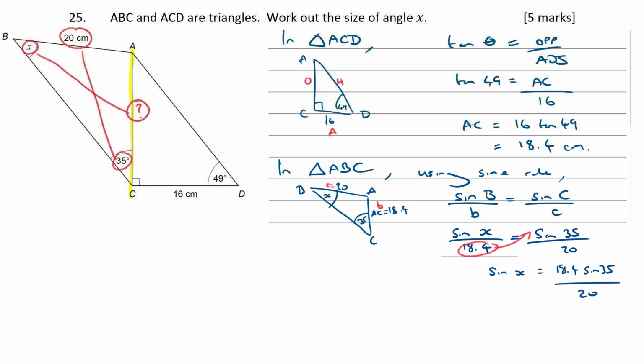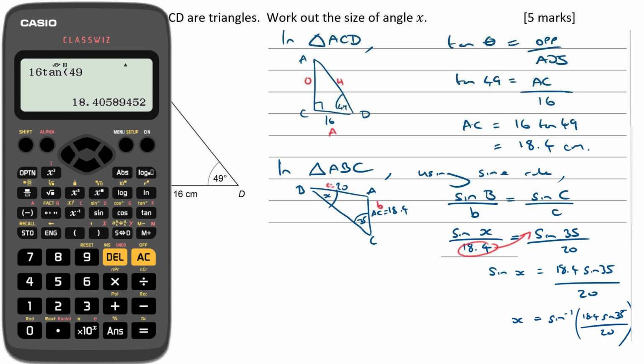Okay, so sine x equals 18.4 sine 35 over 20. And what I then want to do is inverse sine that to find the answer. So I want the inverse sine to get x from there. So that's going to be sine to the minus 1 of 18.4 sine 35 over 20, isn't it? Okay, that's what I'm going to type into my calculator then.